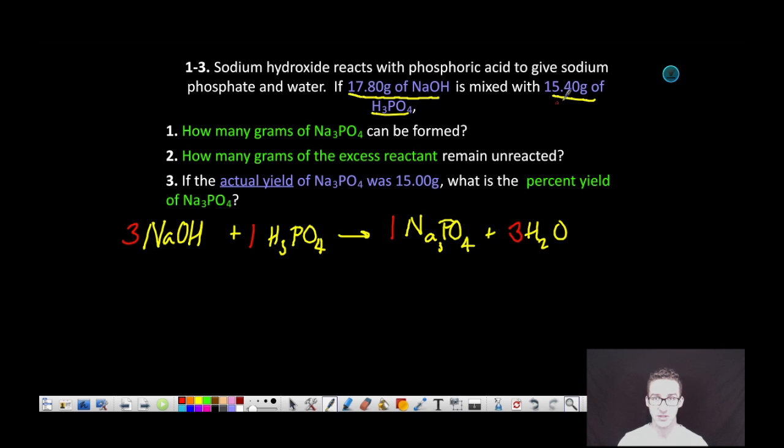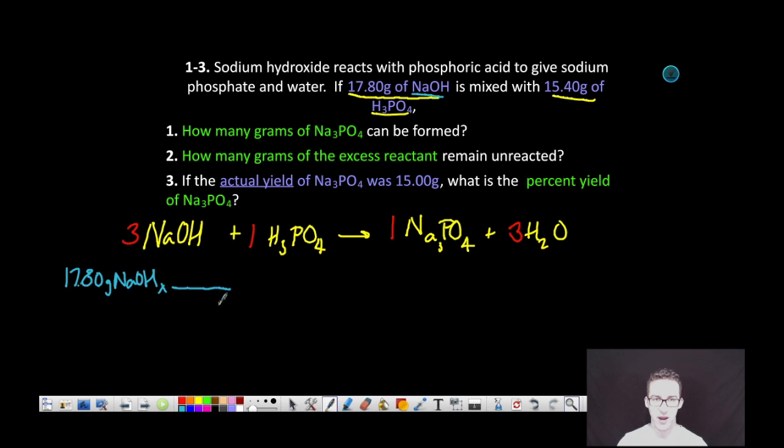I've got 2 amounts of my reactants. And so I'm essentially going to do 2 different stoichiometry problems here to figure out which of those 2 reactants is going to limit how much product can be formed. So I'm going to start with the given amount of sodium hydroxide, and I've got that 17.80 grams of sodium hydroxide. And I'm going to work this through just to figure out how many grams of sodium phosphate I could make if I had as much phosphoric acid as I needed.